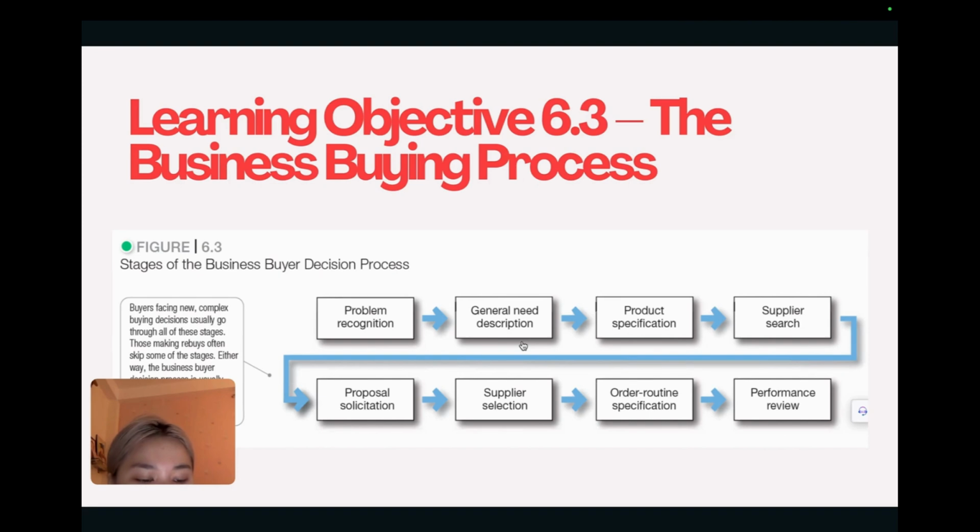Supplier research. The buyer searches for qualified suppliers. Proposal solicitation. The buyer invites suppliers to submit proposals or price quotations. Supplier selection. The buyer evaluates proposals and selects the most suitable supplier. Order routine specification. The buyer specifies the final order details, including quantity, delivery, and payment terms. Finally, performance review. The buyer evaluates supplier performance and decides whether to continue, modify, or end the relationship.